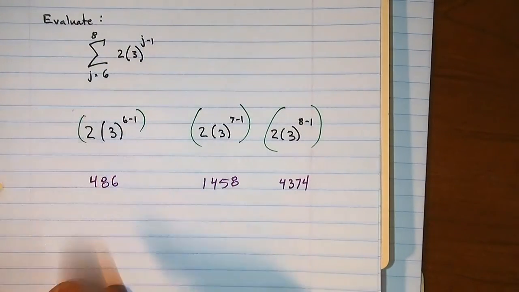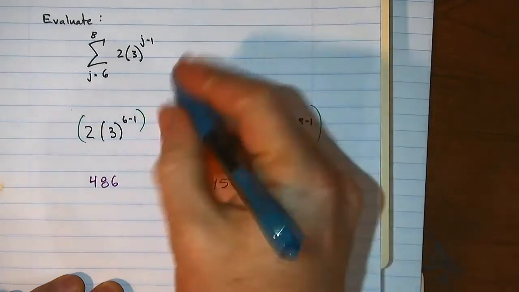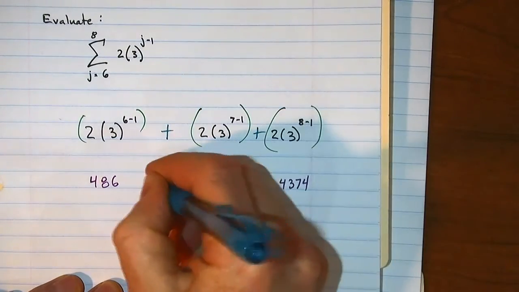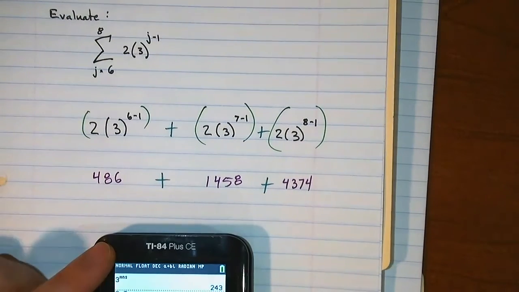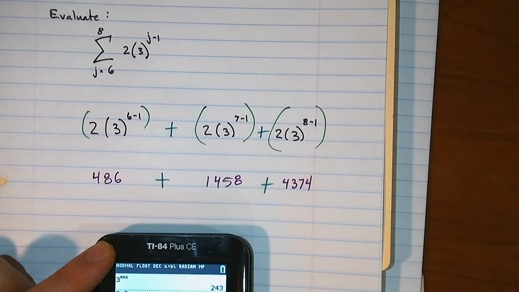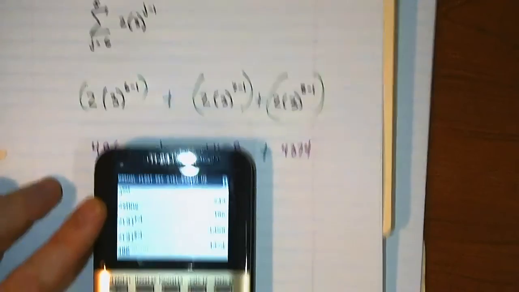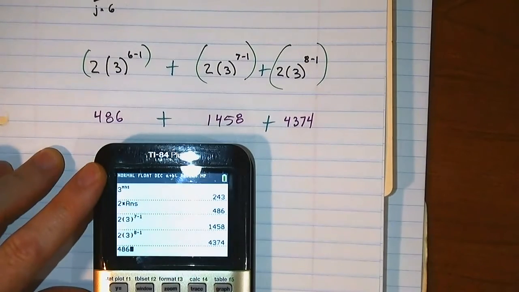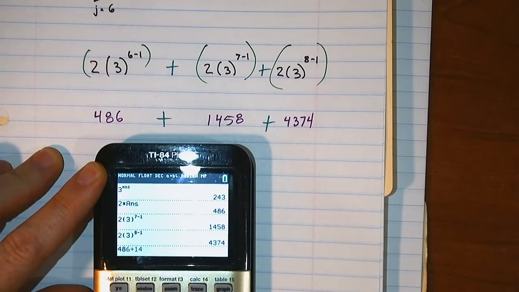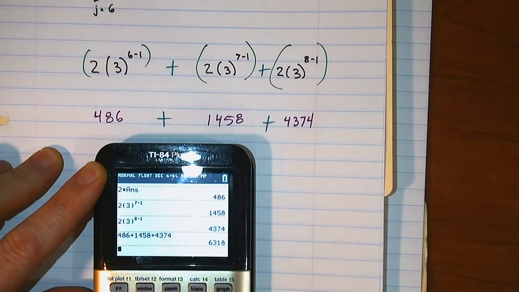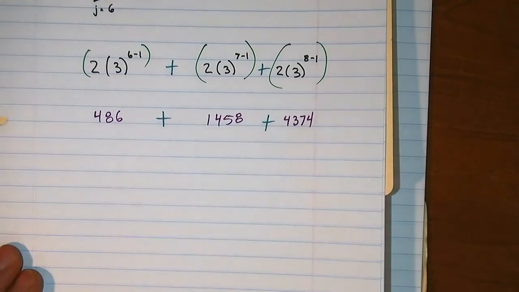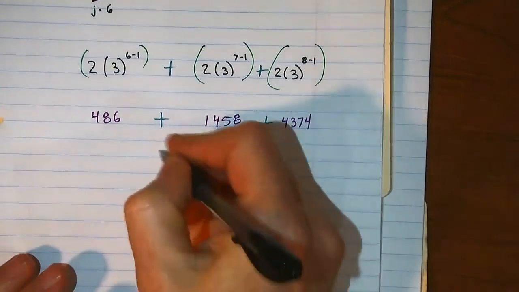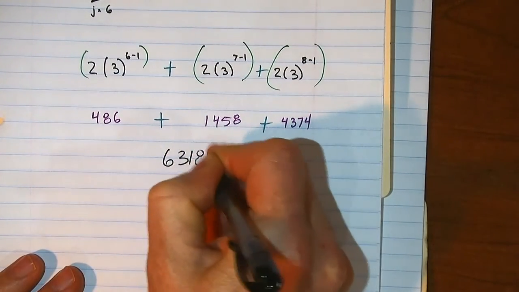Now, the sigma is telling me that all of these things that I have found need to be added together. So I'm adding each of these things together. And that's what I'm going to do to finish the problem. So 486, plus 1458, plus 4374 equals 6,318. And that is the final answer to this problem.